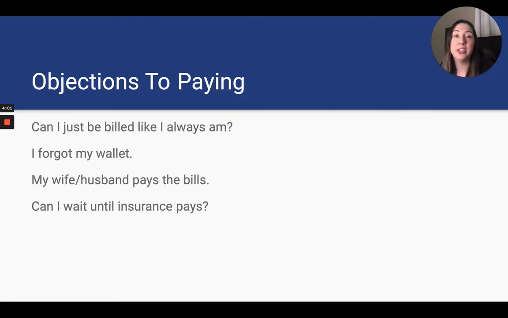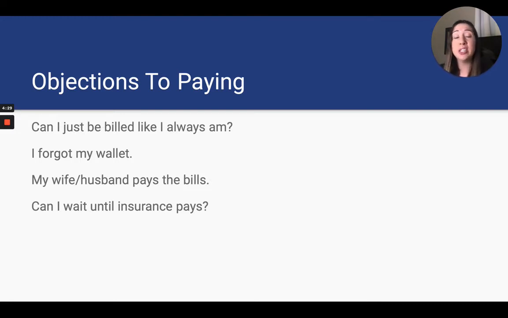There's so many different objections to paying, especially if your office now does not collect at time of service. It is going to take a period of time to retrain your patients, but I promise you, if you just stick to the systems and protocols that payment is due at time of service now, it will get easier and easier with time. You're going to retrain the patients that they're going to pay when they come in for their date of service. But you're going to get objections at first, so just be ready for them.